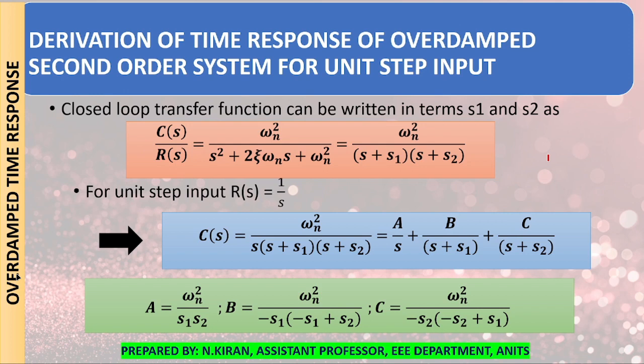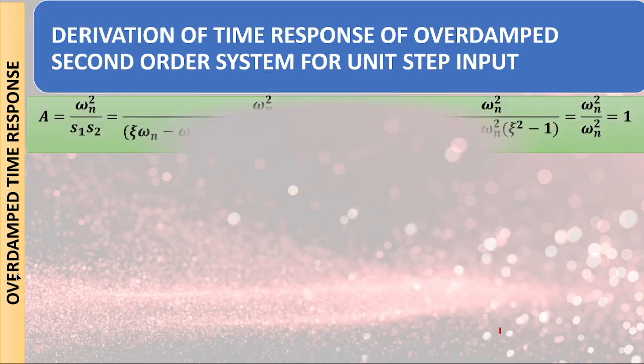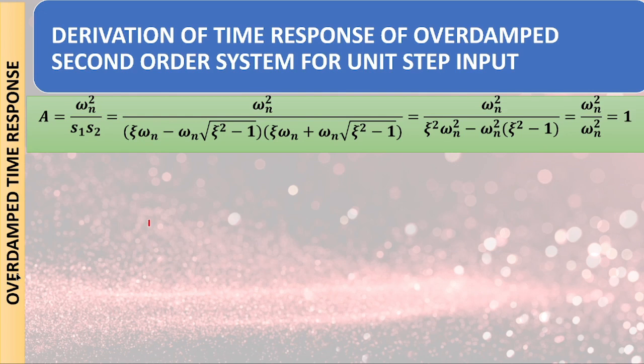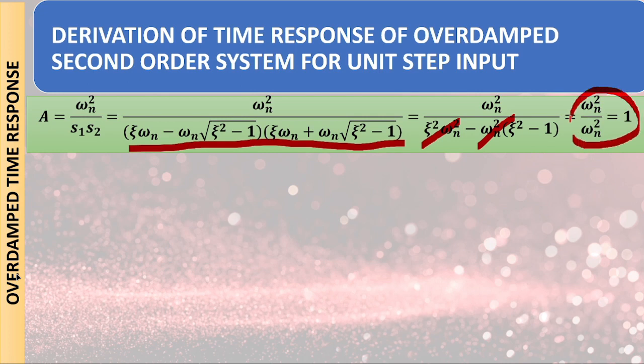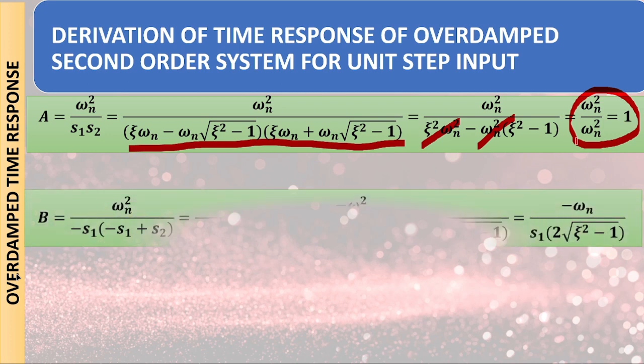Okay, so here we know the values of s1 and s2, isn't it? So I'll substitute the values of s1 and s2 in all the A, B, C values that we have obtained. So this is s1 and this is s2, isn't it? So (a plus b) into (a minus b) is, we know, a square minus b square. So that will cancel these two terms, and I'll be left with omega n square by omega n square. That will bring my value of A to 1.